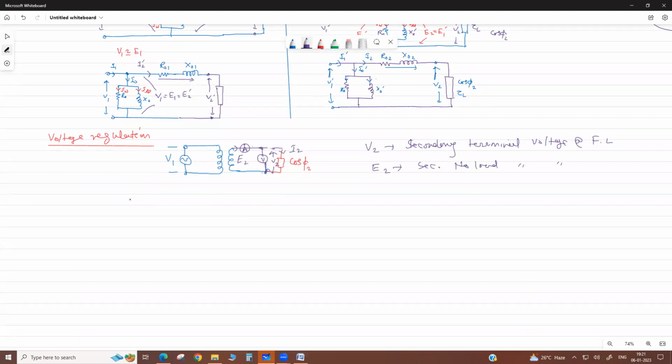Now, percentage voltage regulation is defined as the change or variation in the output terminal voltage from no load to full load, with respect to a reference value. This V2 actually varies, so generally we calculate this voltage drop with respect to no load: (E2 minus V2) by E2, the reference, or it is called up or down voltage regulation. Or generally we calculate with respect to full load terminal voltage, into 100%. So this is the formula for percentage voltage regulation.